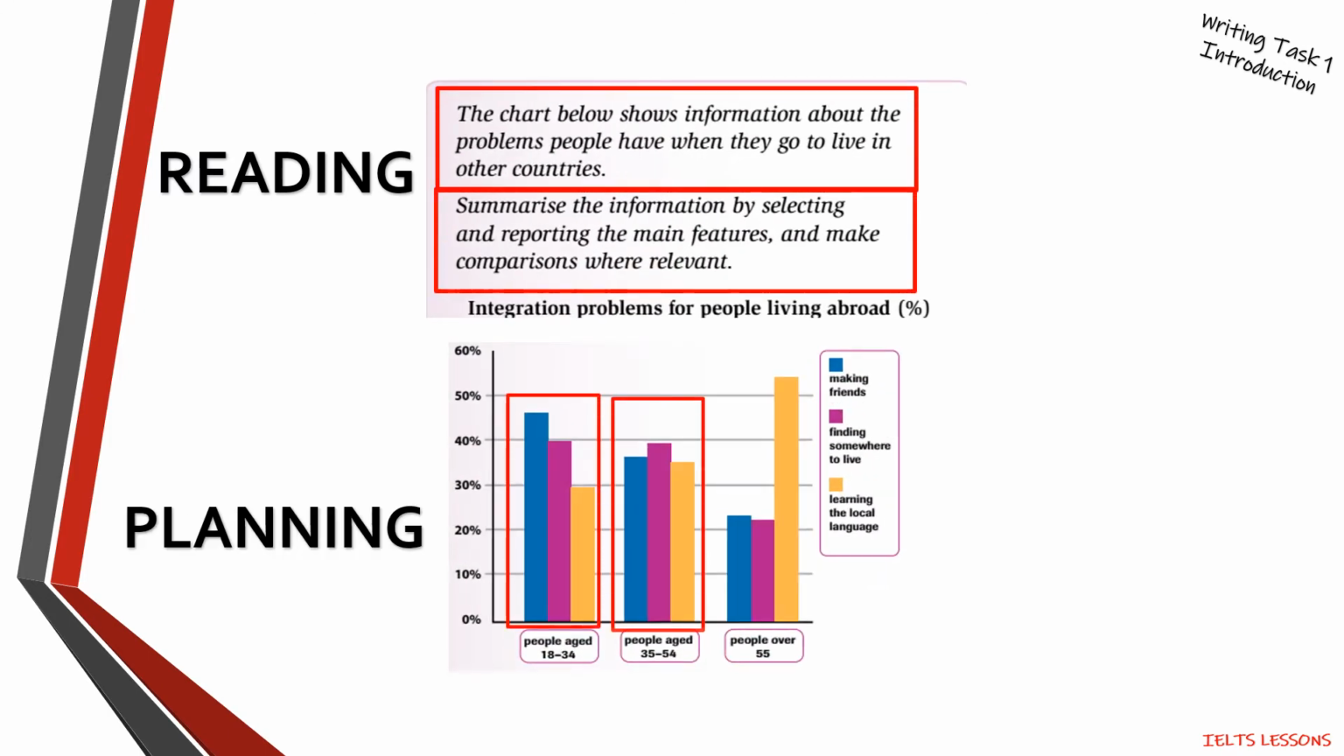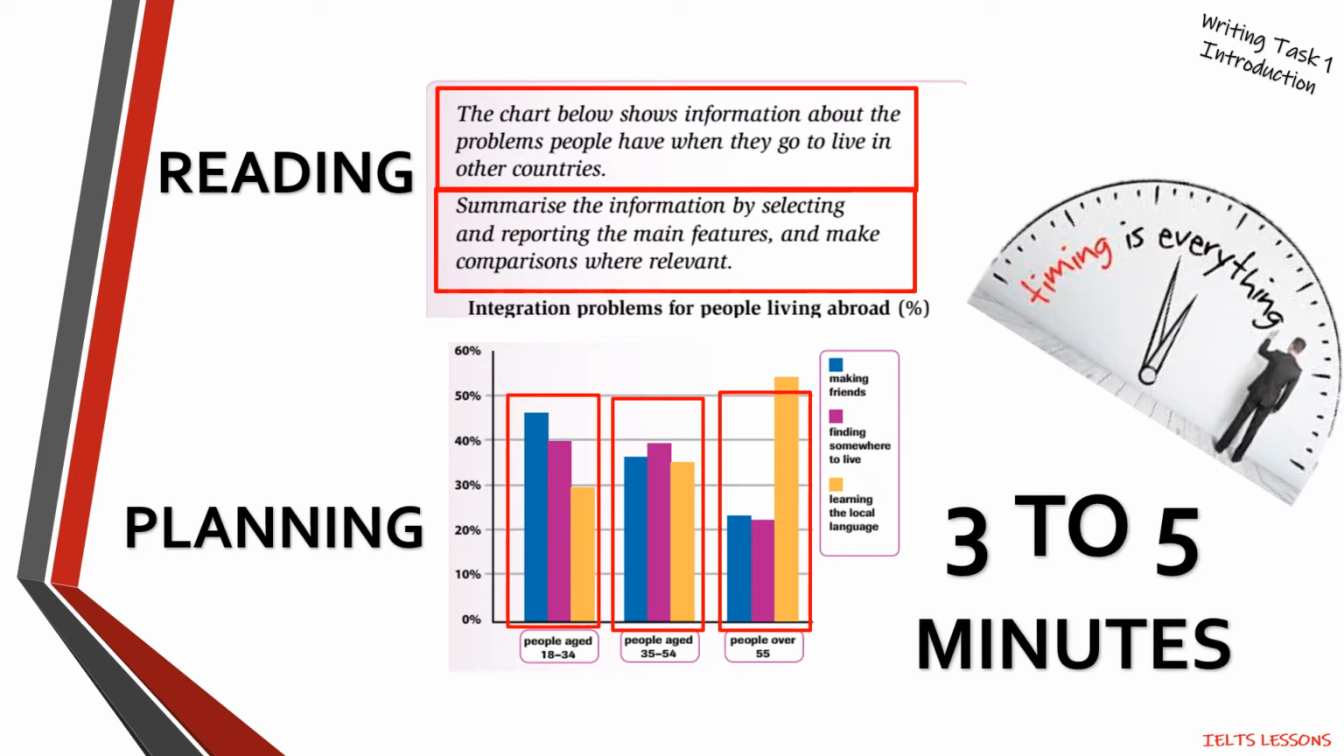And the first thing we need to do is to read the prompt. The prompt here says that the chart below shows information about the problems people have when they go to live in other countries. Summarize information by selecting and reporting the main features and make comparisons where relevant. So that is the prompt.